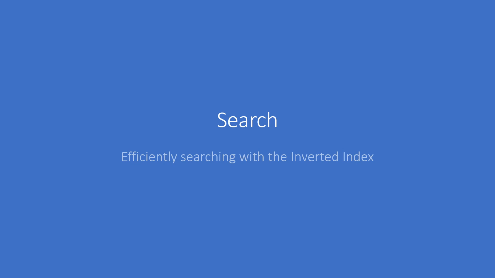Okay, so let's assume we built our inverted index, we implemented it, we filled it with hundreds of thousands of documents, and now we have all those term statistics per document in our efficient data structure. So how do we actually use this data structure to conduct a search?